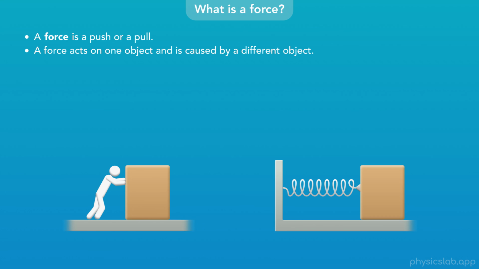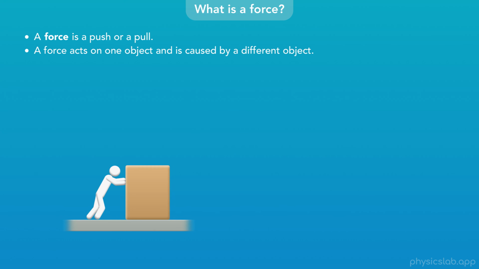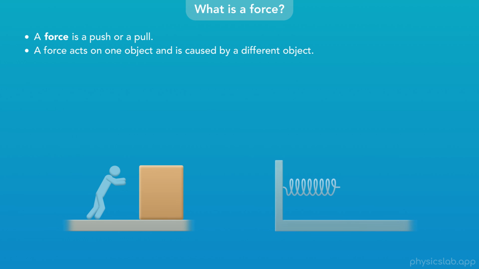But what does a force look like? Well, we can't actually see a force, but sometimes we can see the effect of a force. If this person exerts a force on the box, and the box moves, we can tell that the motion is probably caused by the pushing force from the person. Or if we exert a pulling force on a spring, or something like a rubber band, we can see the spring gets longer because of that force.